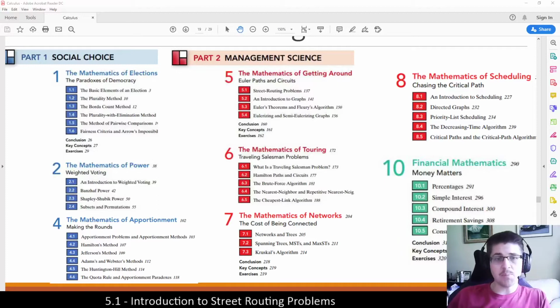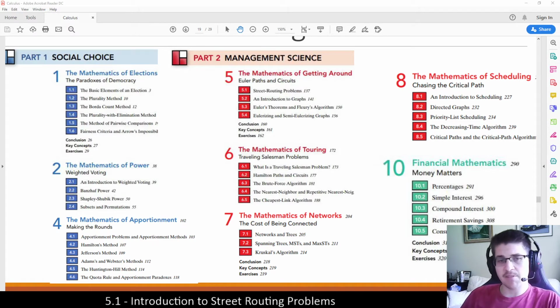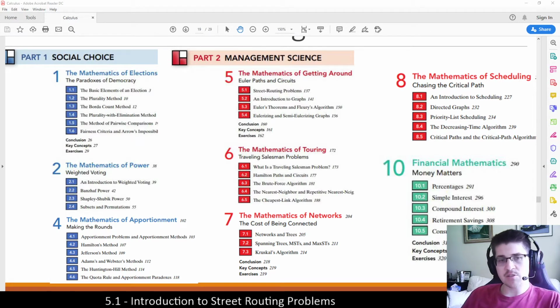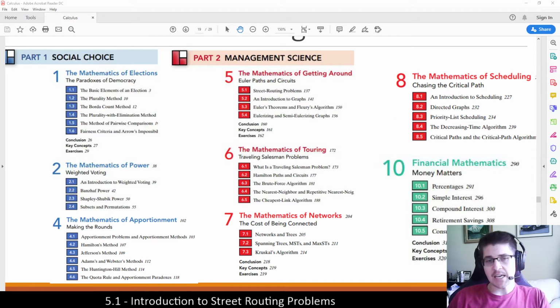Next, we will kick off a new part of the textbook, which is on management science. And in this chapter, chapter 5, we're going to be transitioning from a lot of the type of math we've been doing so far into something entirely different. The goal of these first few videos is to set up an introduction to graph theory and get some of the terminology down that is used throughout the next 4 chapters, which are kind of the next big block of what we're covering.